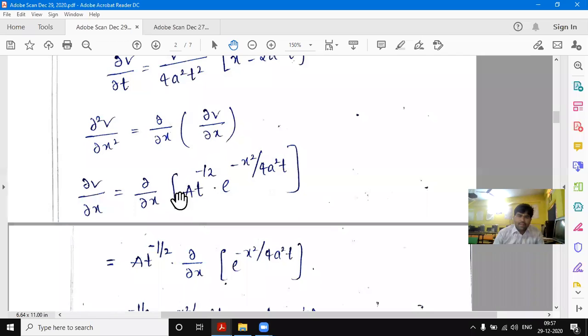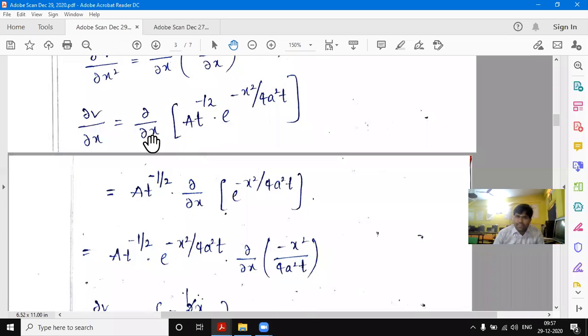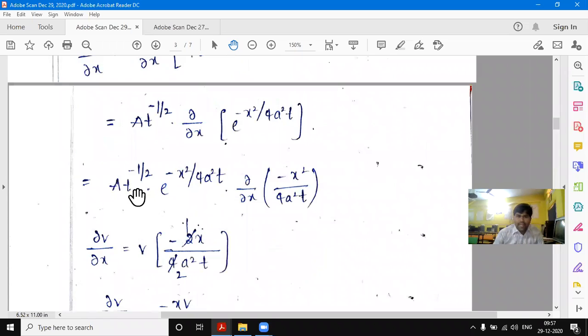So dou v by dou x is nothing but, what is v? This one, that is a into t power of minus 1 by 2, into e power of minus x square by 4a square t. So that is equal to a t power of minus 1 by 2, which with respect to x is constant, so we are writing it at first, into dou by dou x into e power of minus x square by 4a square t. So derivative of e power of x is e power of x into, so in place of x there is a different term, you have to differentiate that term. So that is dou by dou x into minus x square by 4a square t.